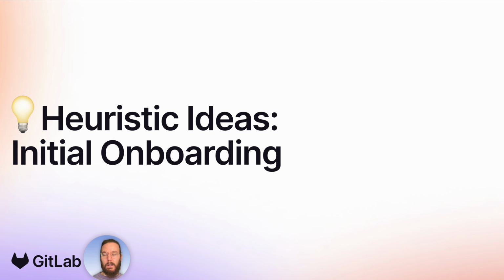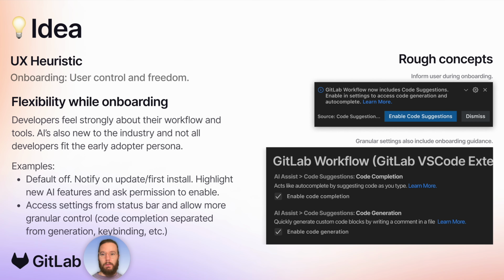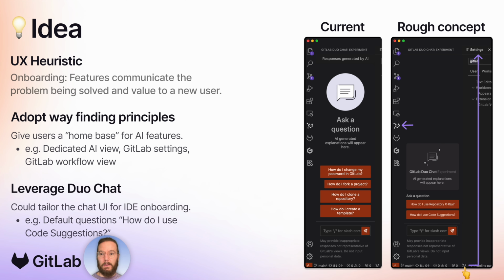So, some ways to apply heuristics to improve the initial onboarding task. One heuristic is around giving users control and freedom. I think this is really relevant to the developer persona because they feel very strongly about their workflow and their tools, and they don't all fit the early adopter persona because AI is still new to the industry. So one way we could respect their autonomy is to keep code suggestions disabled by default and ask for their permission to enable. The other benefit of this is when they do enable, we can also provide some onboarding guidance, such as summaries, links to documentation, things like that.